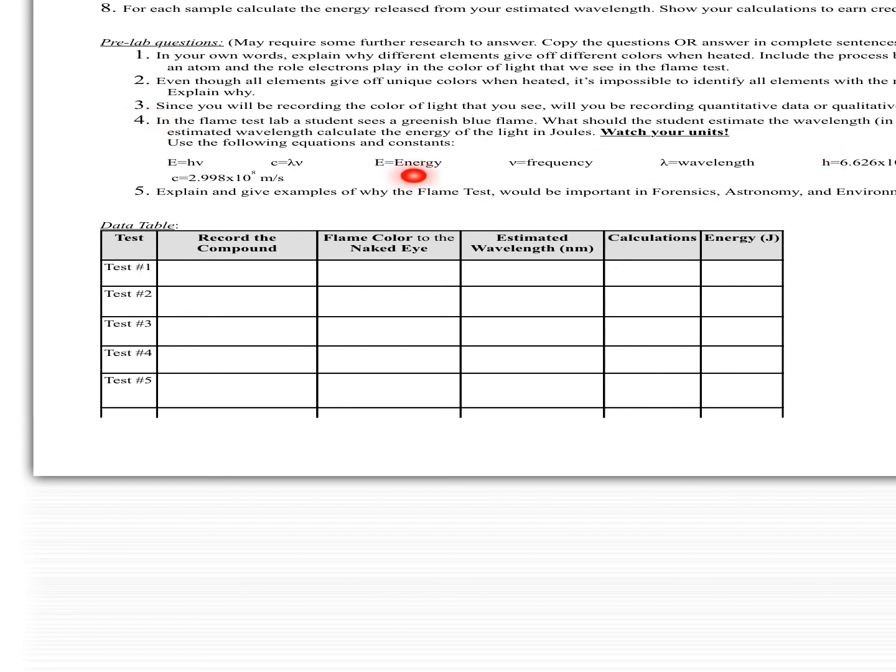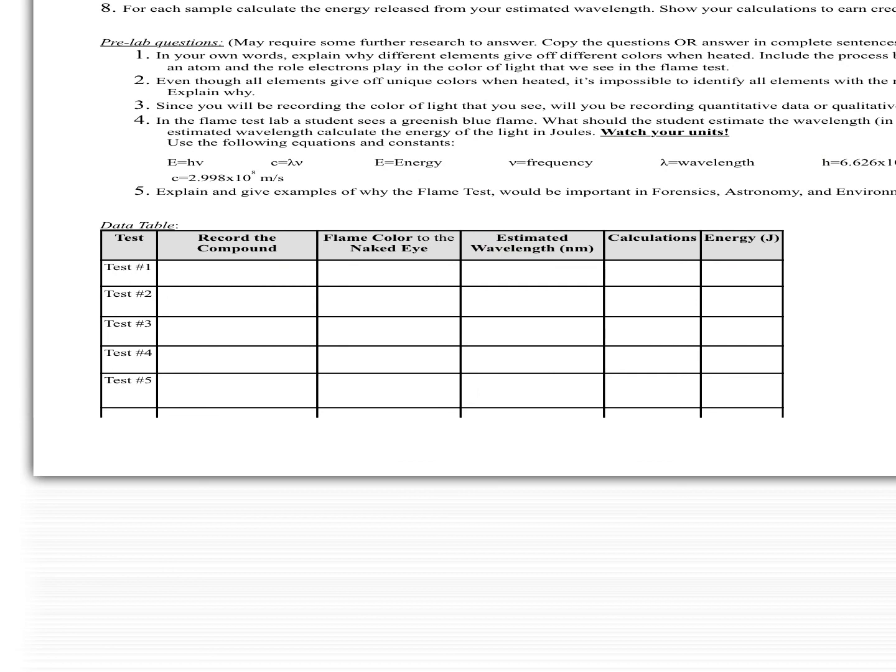Number 4 will help you set up for doing the calculations you'll need for this lab. If you notice in the lab, you'll be taking wavelengths and calculating energy. So make sure you know how to do the calculations from wavelength to energy. Number 4 will be a good practice for you.